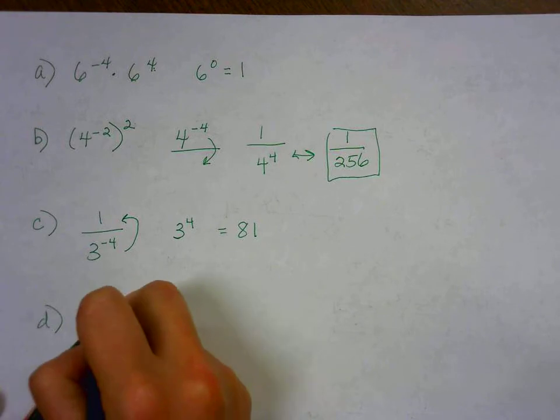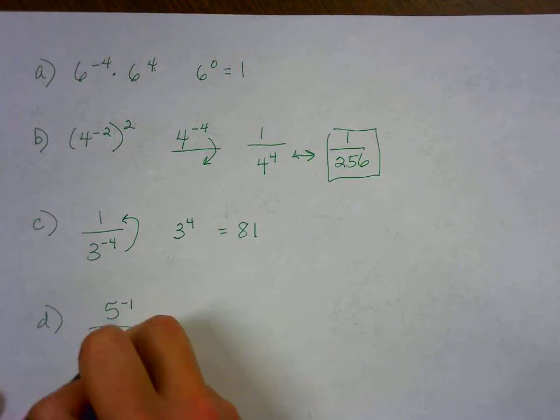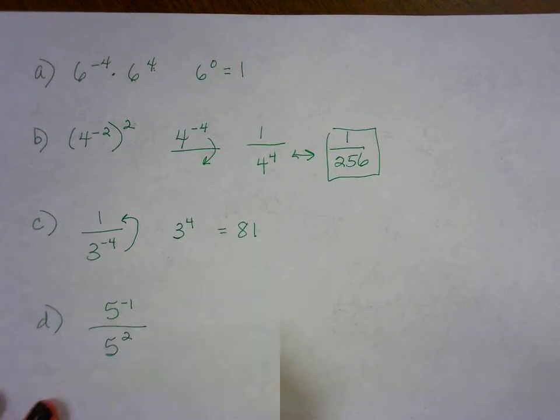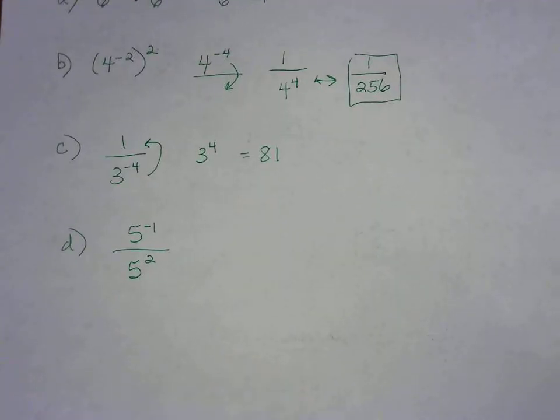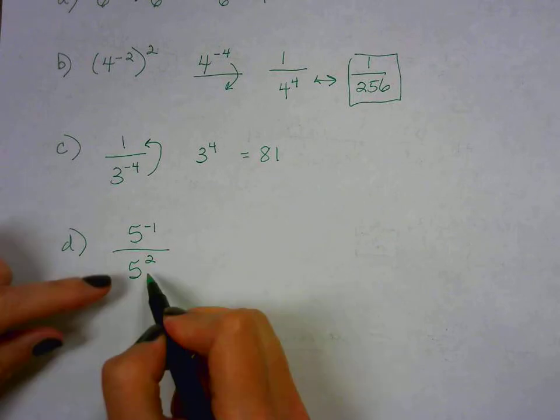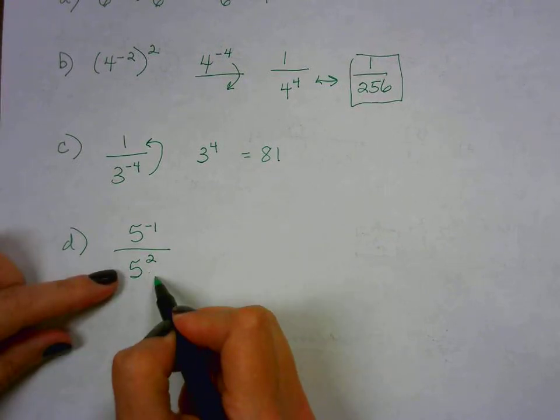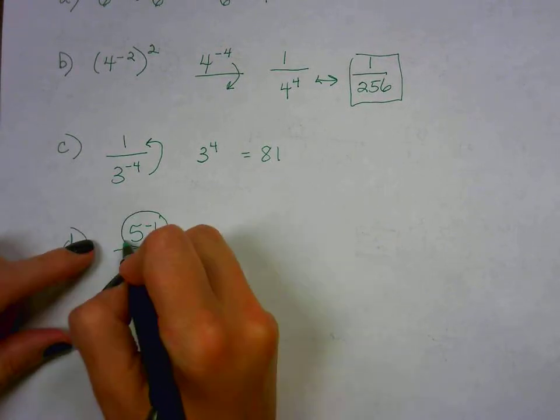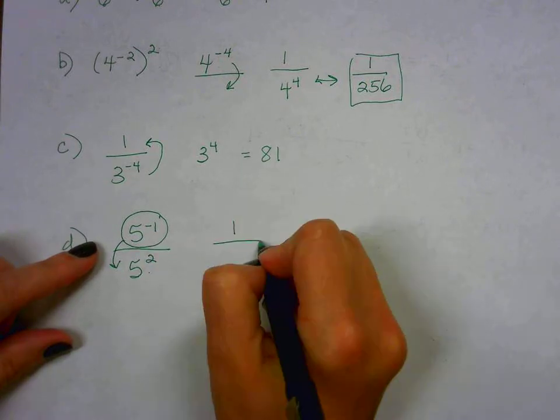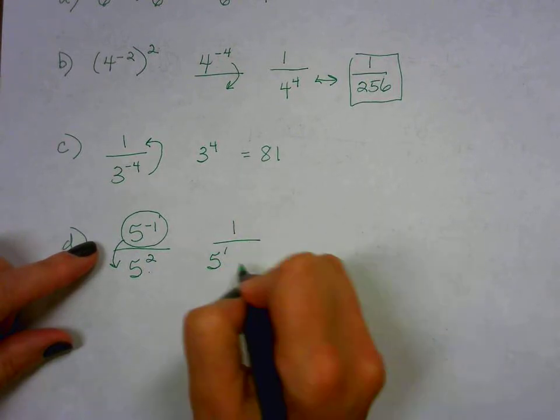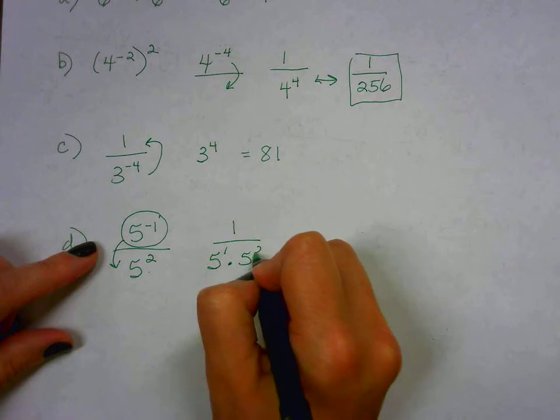And the last example we're going to look at today before you start your IXL practice is if you have one that looks like that. Okay, the only ones that move are the negative exponents. So I'm not going to move this 5 squared up. It needs to stay where it is. So I'm going to move this downstairs. So I have 1 over 5 now to the positive 1 times 5 to the positive 2.